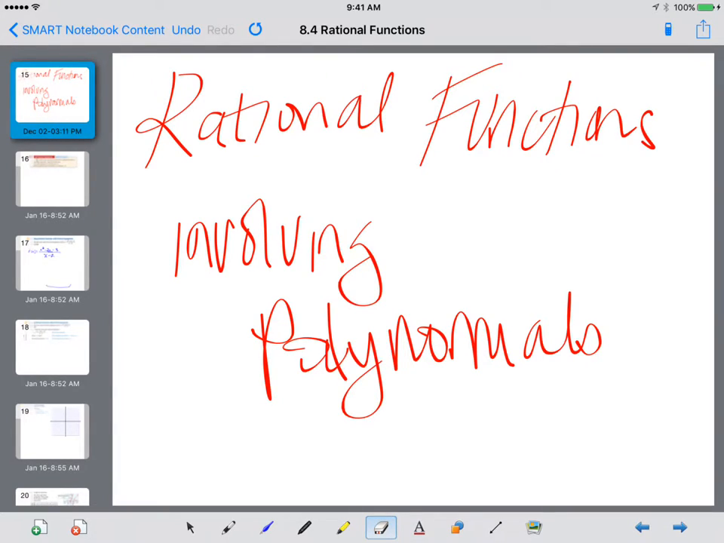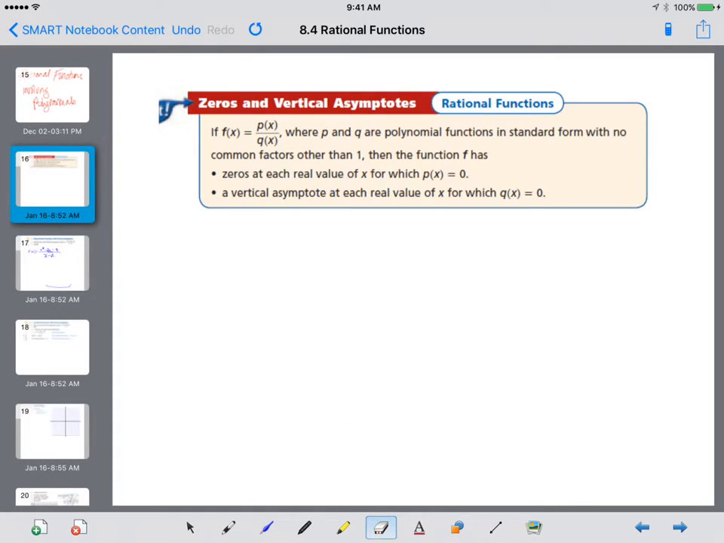In this lesson, we're going to talk about rational functions involving polynomials. We're going to try to find zeros and vertical asymptotes. The rational functions that you're going to see are going to be in the form f of x equals p of x over q of x, where p and q are polynomial functions written in standard form, with no common factors other than 1.